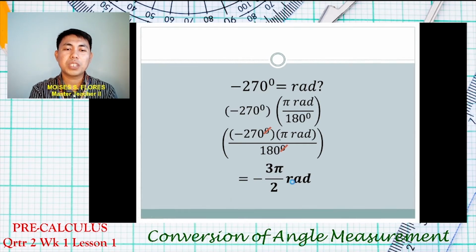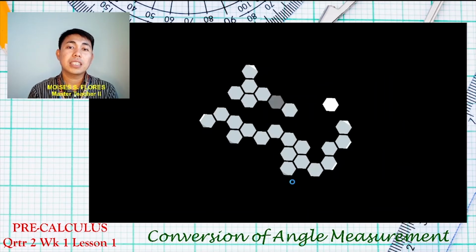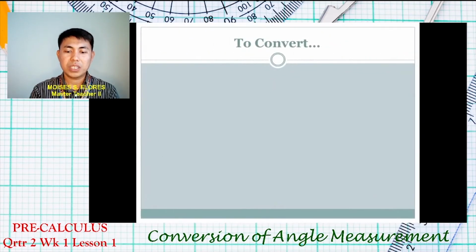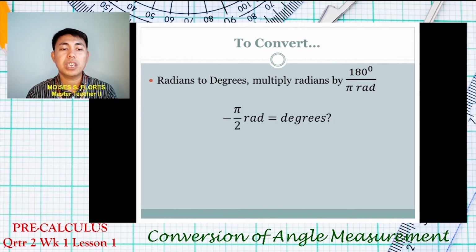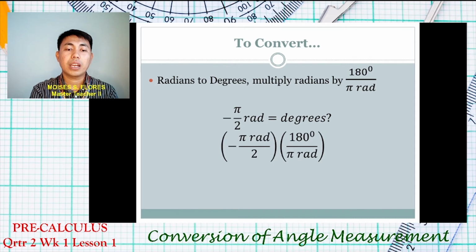Now let's proceed with another angle measurement, which is radians to degrees. How are we going to convert that? Simply multiply radians by 180 degrees all over pi radian. Let's have an example here. We have negative pi over 2 radian. What will be the value of that in degrees? All we need to do is simply multiply the given radian, negative pi over 2, by 180 degrees all over pi radian. As we multiply it, there you have it.